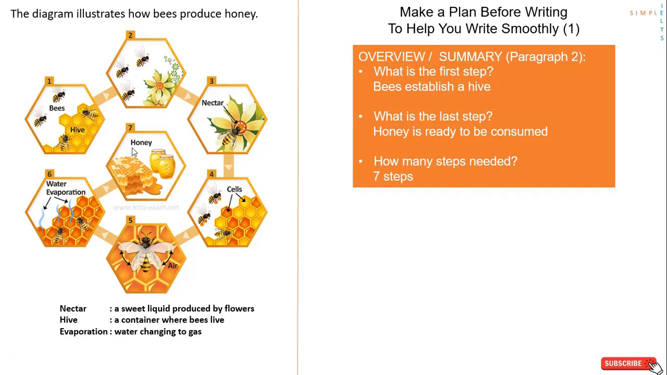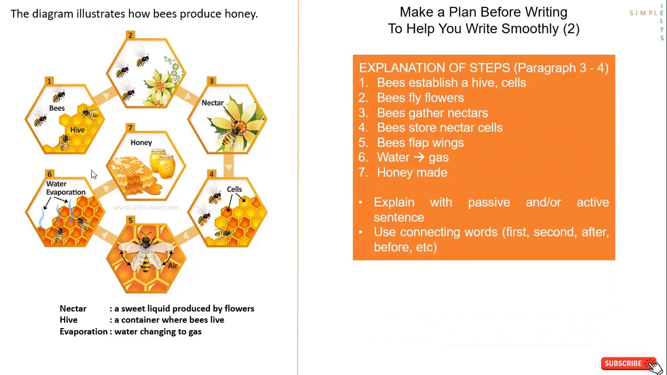And how many steps needed? Which is special for this case because in each picture there is a number. Okay, so how many steps needed? There are 7 steps. And then when we talk in details in the planning part, make sure that we write something that can help us when we write the details. So for example, it doesn't have to be grammatically correct. As long as you can understand what you write down, no problem.